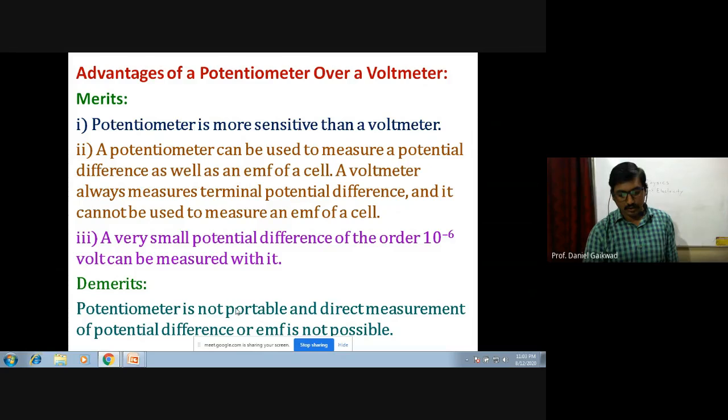And the second thing is, not portable means it is not small in size like a voltmeter, but it has a long, large size, long length, and because of that it is not portable. So there are two demerits of the potentiometer over the voltmeter.